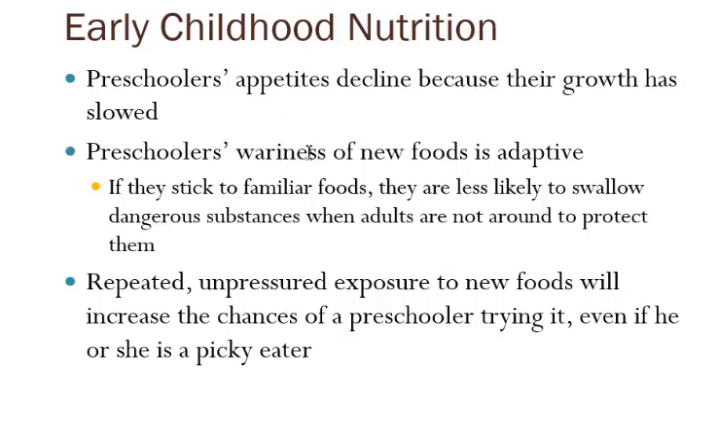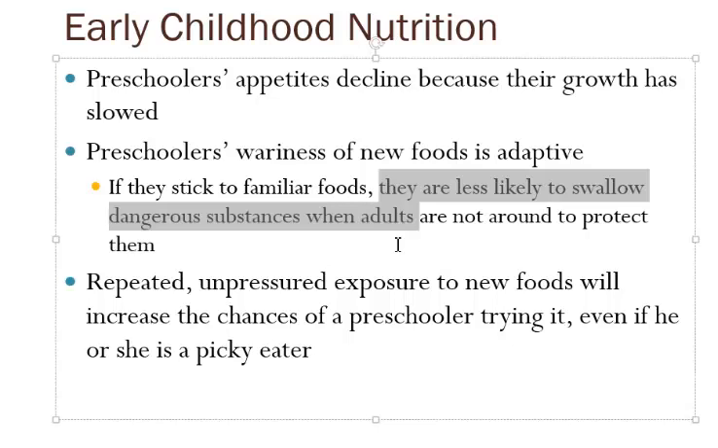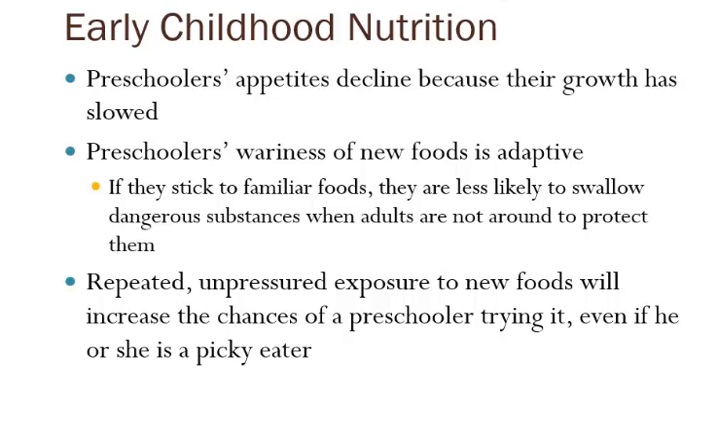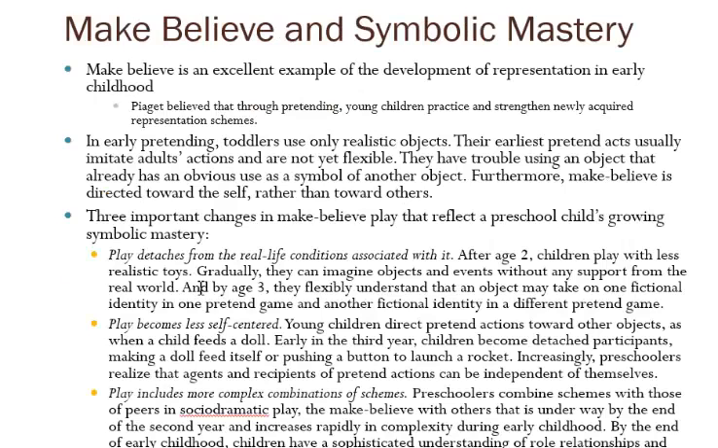So preschoolers' wariness of new foods is adaptive, which means that children who are trained to try new foods are likely to be a little bit less picky. If they stick to familiar foods, they're less likely to swallow dangerous substances, and therefore, children do tend to be picky about what they eat. And you may have noticed, I know I have kids and nephews and all that who are very, very picky eaters. But the children are wary for good reason. They're designed to be a little wary about eating things because things can be dangerous. But repeated exposure to new foods will increase the chances that a preschooler will try it, even if she's a picky eater. If it's always on the table, for example, then eventually maybe they'll try it once in a while, even though children do tend to sometimes be picky eaters.